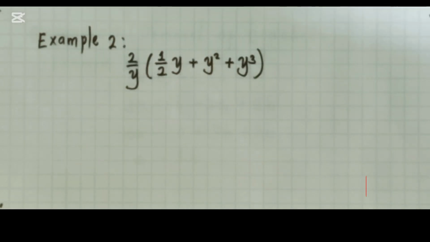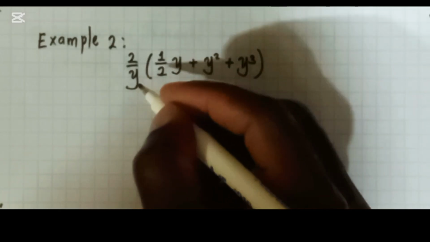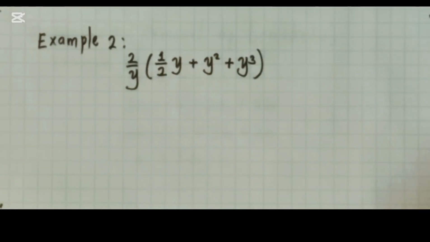Okay, example 2. We have 2 over y, into (1/2 y + y squared + y cubed). And the instruction is that we are supposed to expand. We are supposed to remove the bracket, as that is what expansion means, of this algebraic expression. So we're going to have 2 over y multiplying every term within the bracket.